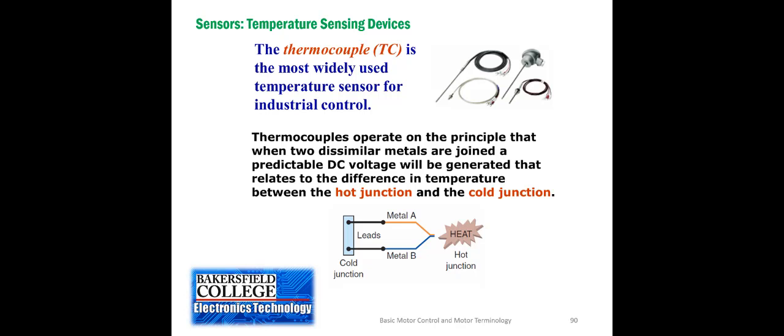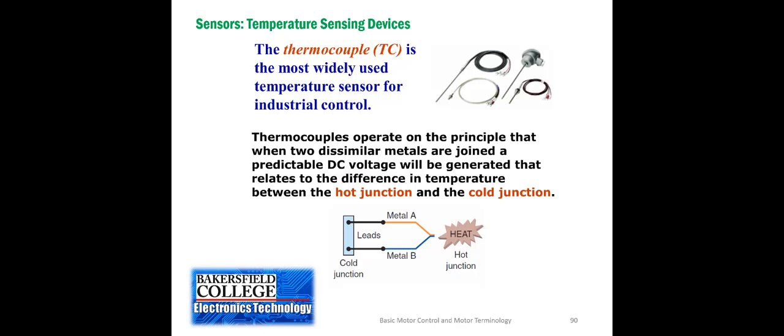A thermocouple basically makes a very small DC voltage. That small DC voltage increases as the temperature increases. Now what you'll see here is a hot junction and a cold junction mentioned. The hot junction is where the two pieces of wire are bonded together, and that's the end of the probe where it is in proximity of the heat that's being measured.